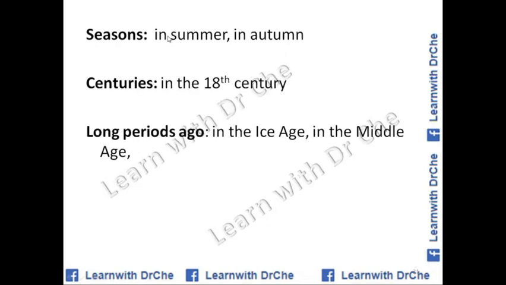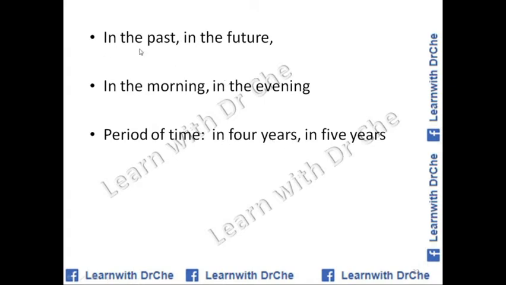With seasons we use in. With seasons we don't use the, when the first letter is small, not capital: in summer, in autumn. With centuries we use in: in the 18th century, in the 19th century, in the 17th century. For long periods ago we use in the ice age, in the middle age, in the past, in the future, in the morning, in the evening.